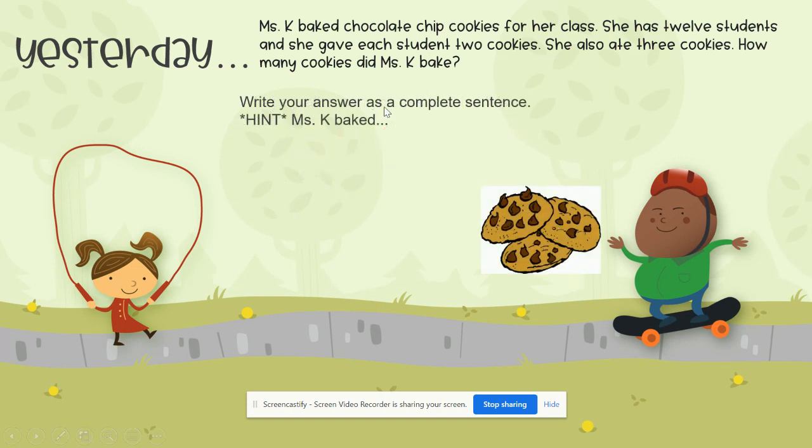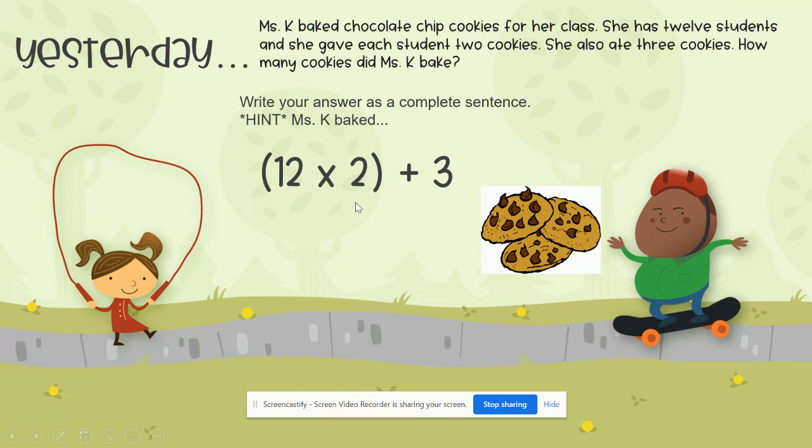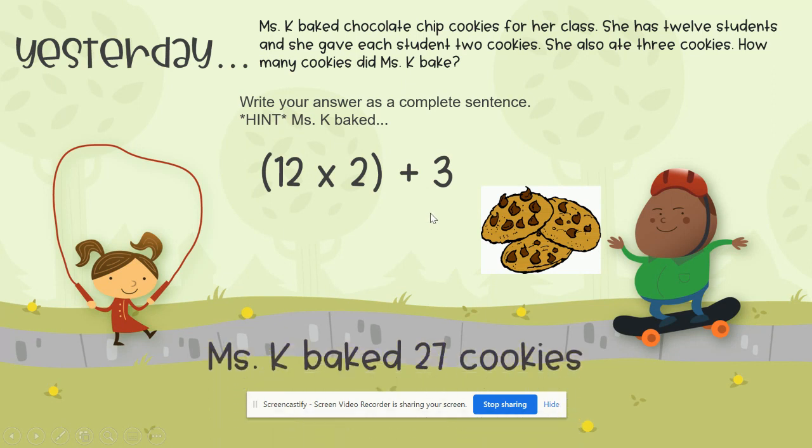So then we had, write your answer as a complete sentence. Hint, Miss K baked. So first we need to solve it. I gave you guys the answer, sorry. 12 times 2 equals 24, plus 3. Miss K baked 27 cookies. So here's our work for that. 24 plus 3 equals 27.